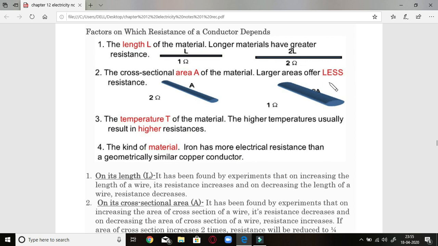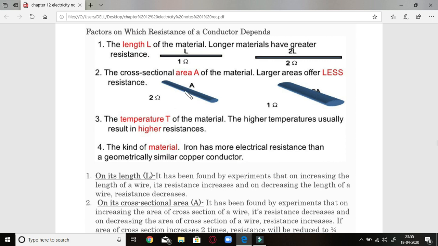Second one, cross section area of the material. Larger the cross section area, lesser will be the resistance. As you can see, we have made this wire double thick. Area we have increased as double, resistance will be half, whereas in this case this is a thin area, quite a thin wire, so resistance will be higher, that is 2 ohm. So this is opposite to each other.